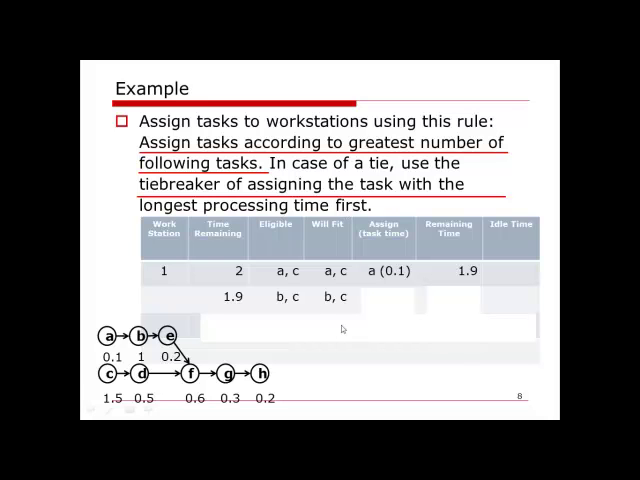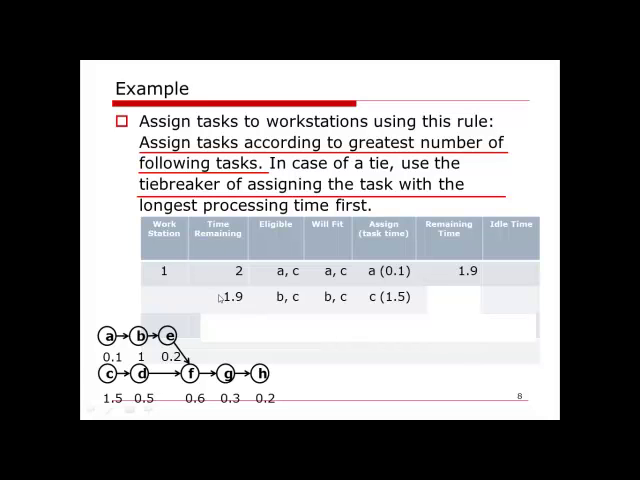Well, usually we assign the job that has the longest processing time. The processing time, well, C and B: C's processing time is 1.5 minutes, B's processing time is 1 minute, so we assign C first. Sometimes we take a look at the processing time from the current task until the end of the process. But either way, C will have the longest processing time. So we assign C first.